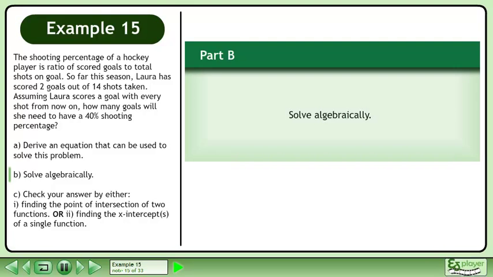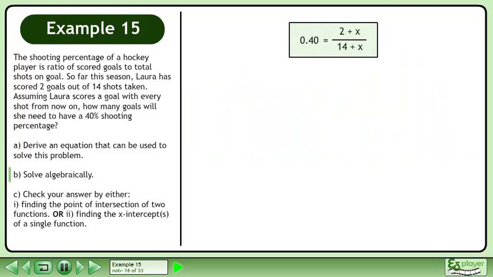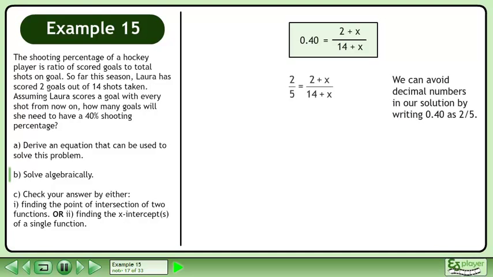In Part B, solve the equation algebraically. Rewrite the equation we derived in Part A. We can avoid decimal numbers in our solution by writing 0.40 as 2 over 5. Cross-multiply to get 2 times (14 plus X) equals 5 times (2 plus X).